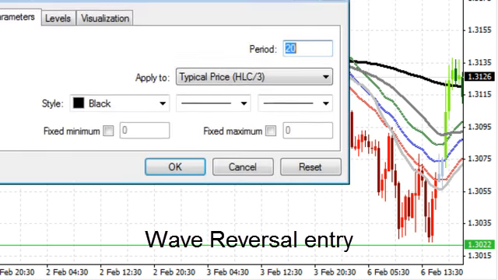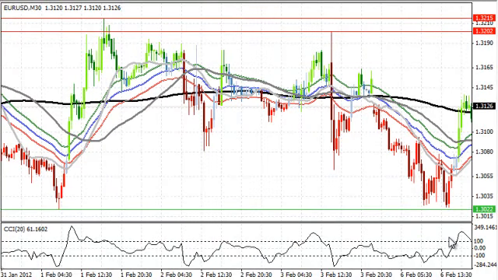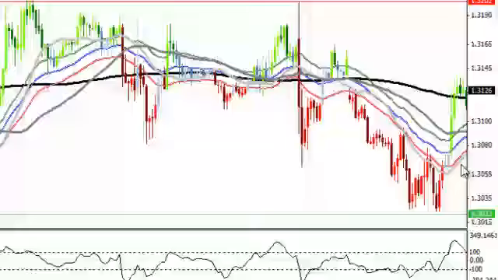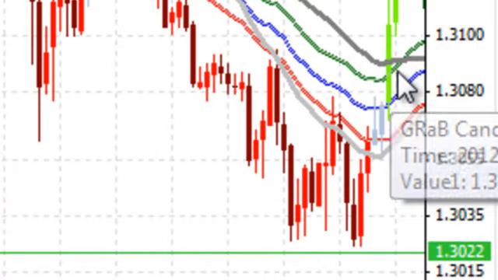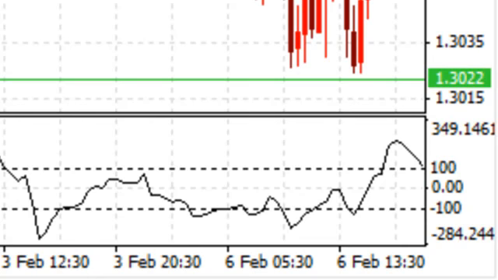reversal entry. And that's when I use a 20-period simple, and I look to enter long when prices have broken the 34-period EMA on the high, in this case, accompanied with a positive CCI. That allowed us to shift gears.